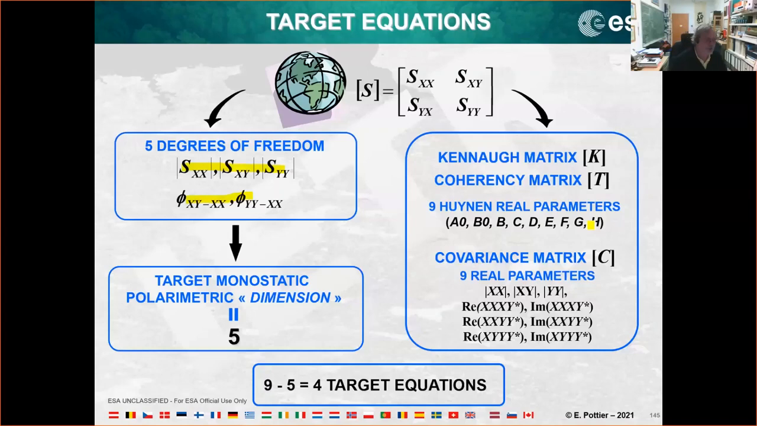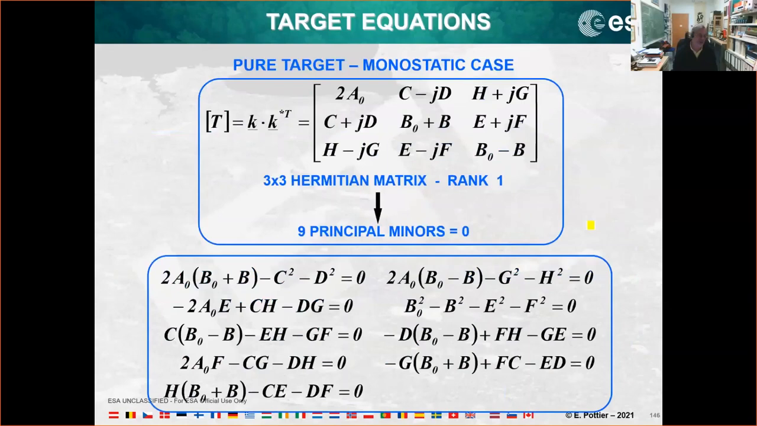I'm not going too much into the detail from a mathematical point of view, but we have to know that the coherency matrix, like the T matrix or the C matrix, the covariance matrix, it is the same. By construction, it is what we call a Hermitian matrix. Hermitian matrix means that the inverse matrix is equal to the transpose conjugate matrix. It is a mathematical property. But what is also very interesting is that this matrix is, from a mathematical point of view, what we call rank one. It means that the determinant of this matrix is equal to zero. Rank one. And what is also important is that the nine principal minors are equal to zero.